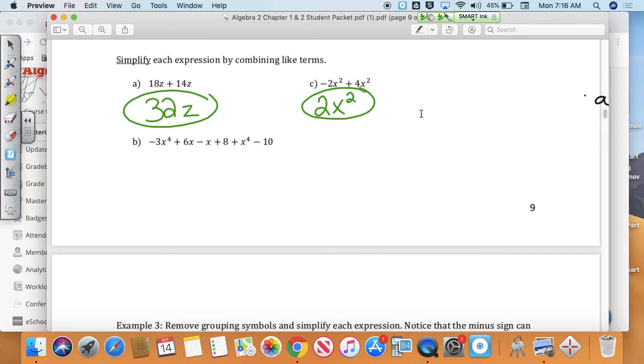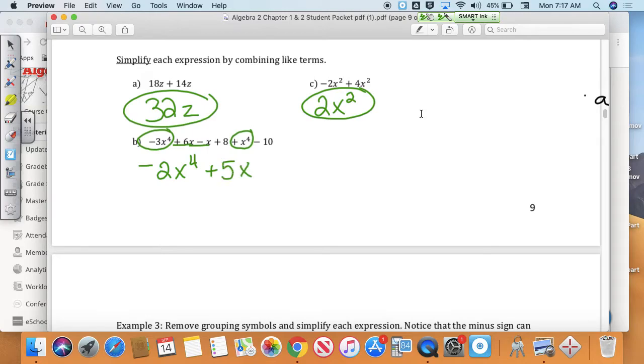And then the last one, we have to look for the specific like terms that can be combined together. I see a negative 3x to the fourth power, and then looking down the line, I see another x to the fourth power. That is just a positive 1. So negative 3x to the fourth plus 1x to the fourth will be negative 2x to the fourth power. Now looking down the line, I'm going to look for x's since that's the next thing I see. 6x, and right next to it I see minus 1x, or a negative 1x. Well, a positive 6 minus 1 will end up being a positive 5x.